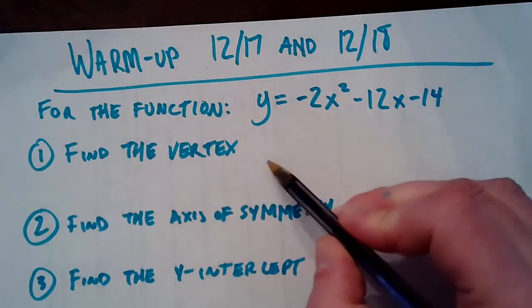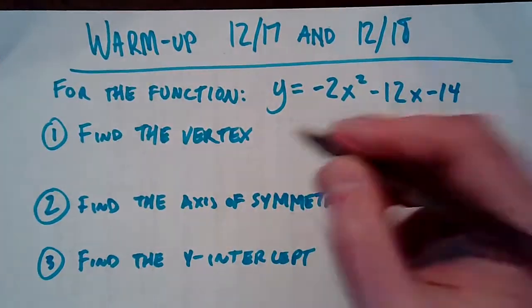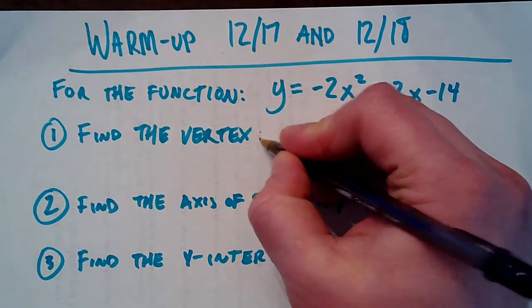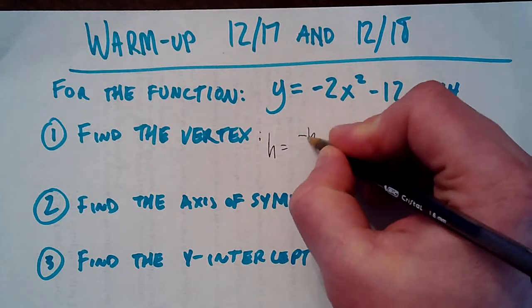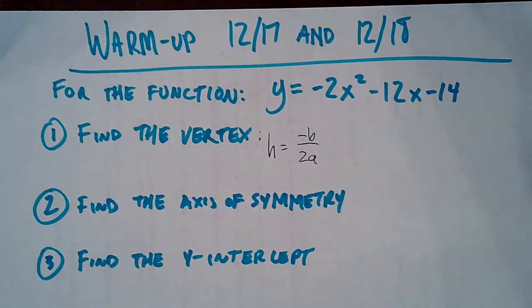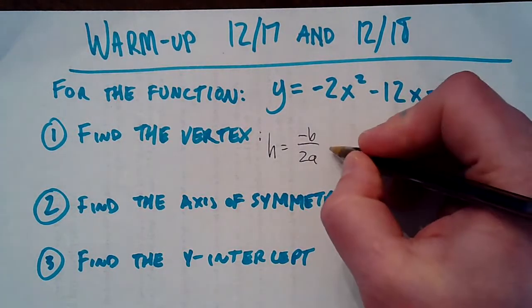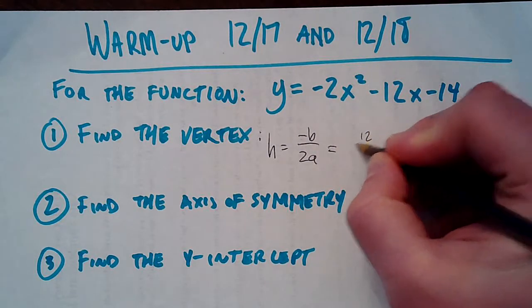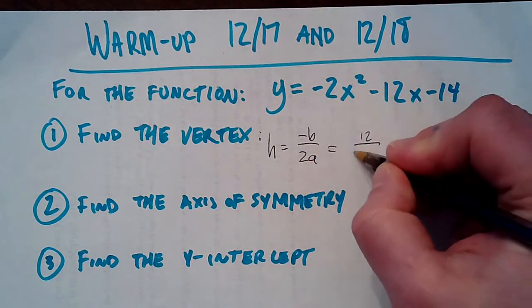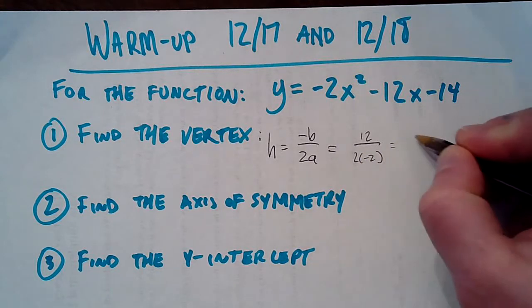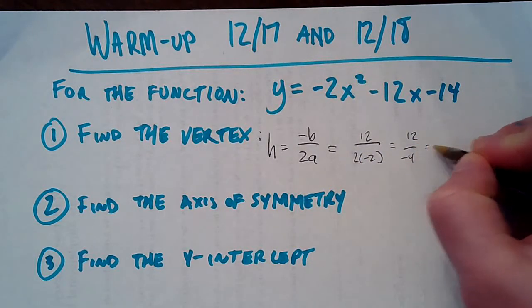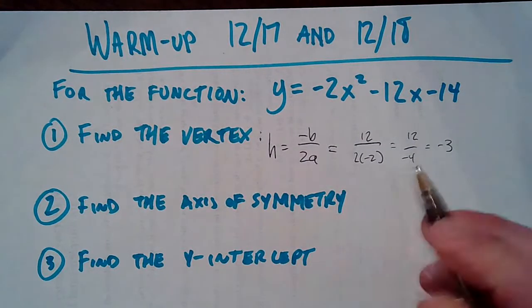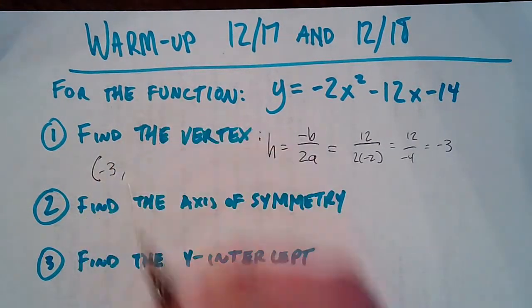So the vertex: the formula for finding the vertex, which is on the formula sheet, is that h equals the opposite of b over 2a. Since this is in standard form, we can go ahead and put this b and this a value in there and work it out to figure out this h coordinate. So it's negative 12, so it's going to be positive 12 over 2 times negative 2. That's going to be 12 over negative 4, which is negative 3. Now remember, that's the h coordinate of the vertex.